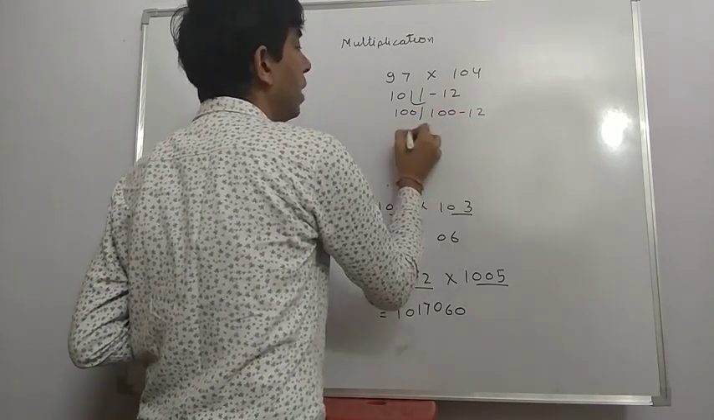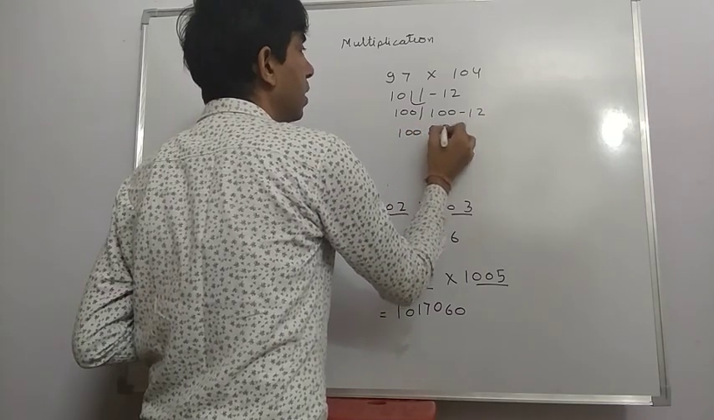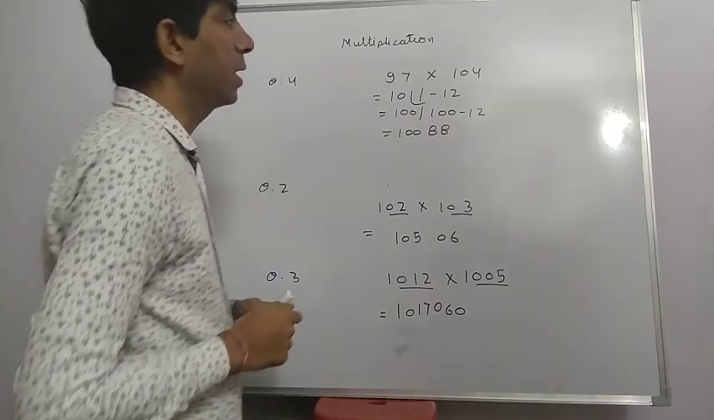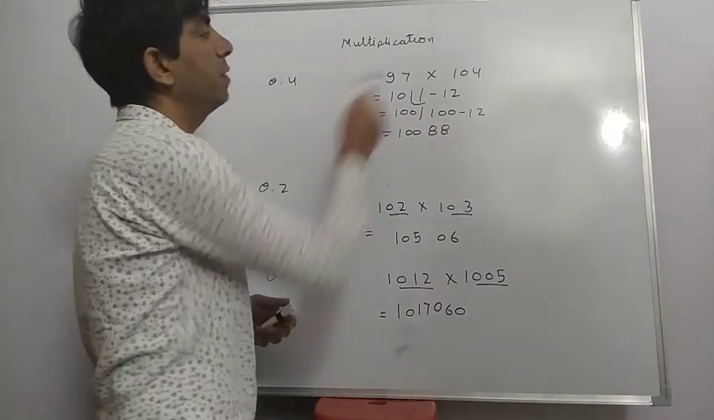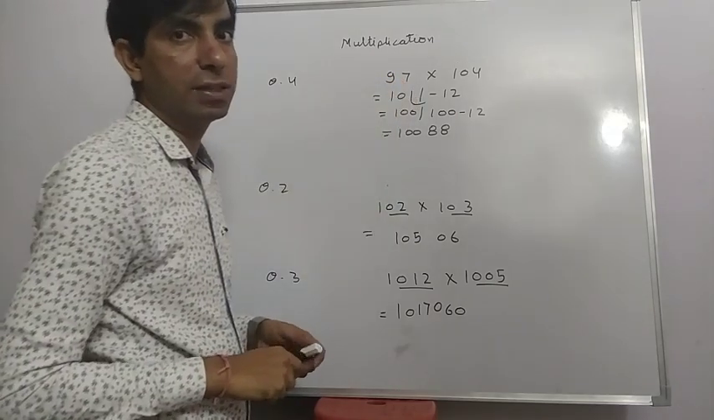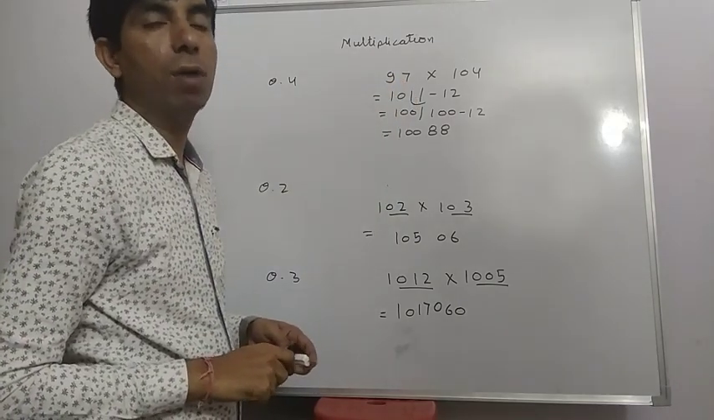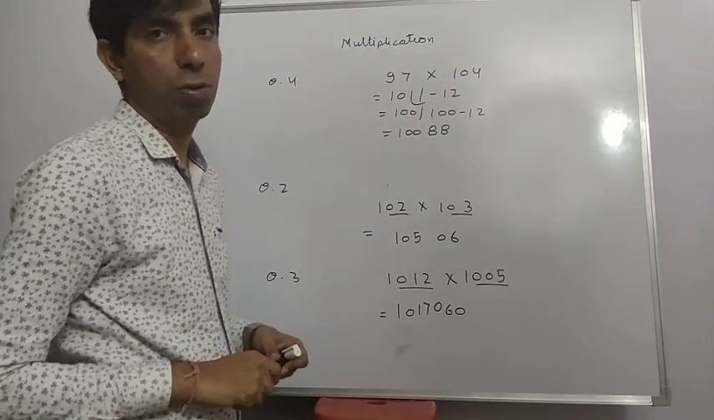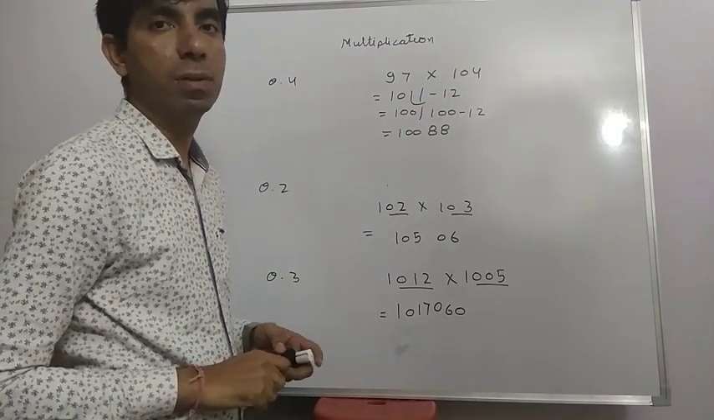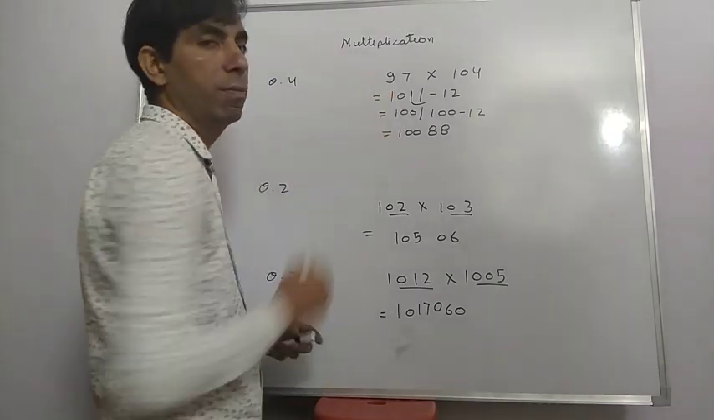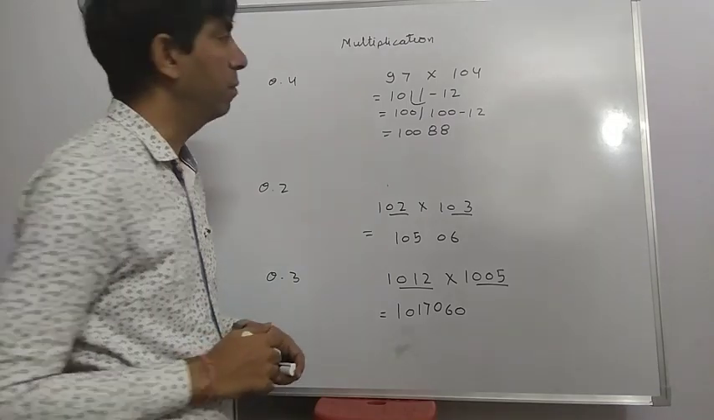Then the answer will be 10088. It is our answer. Again I am repeating that the deviation is minus 3 because it is less than 100, the base number. And here the deviation is plus 4, which is greater than the base. Then 4 times 3 is 12, negative, because one is positive and one is negative.